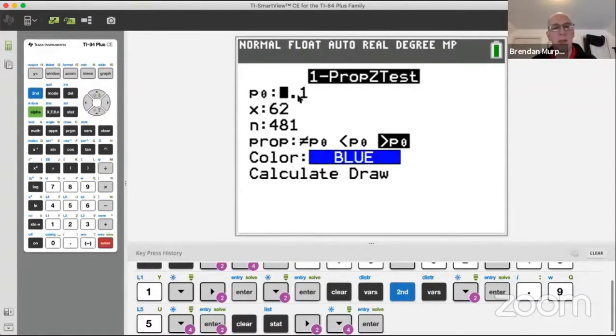So it looks like I probably typed in my numbers here, p sub naught. We said, well, that was 0.1. That was my second thing I wrote after the name of the test. I had 62 out of the 481 said they wanted graduate housing. So that was my p-hat. My alternative was greater than. Again, I got that wording straight from the problem. It said, you know, does the university need to build more housing? Or was it greater than the 0.10?